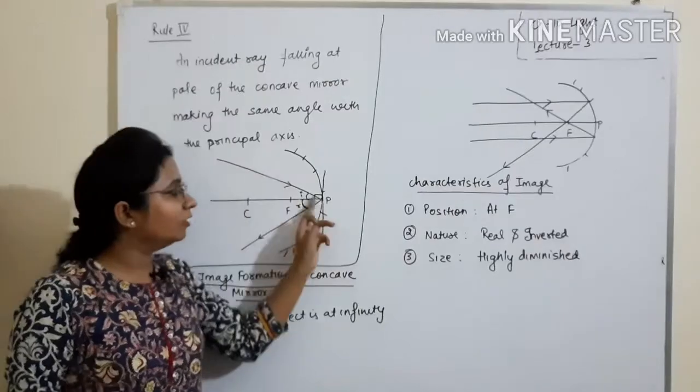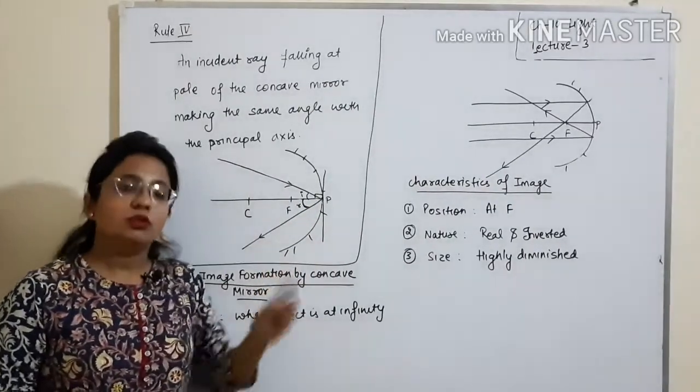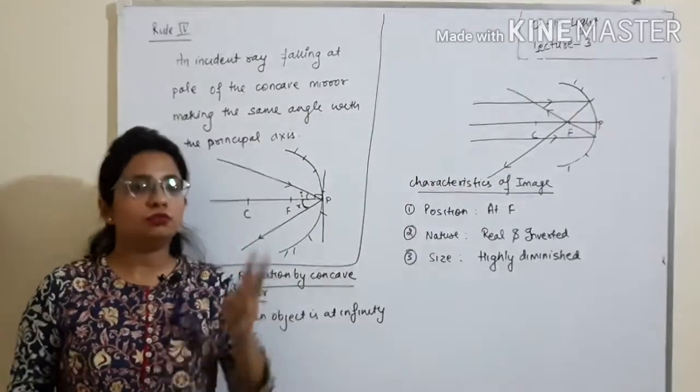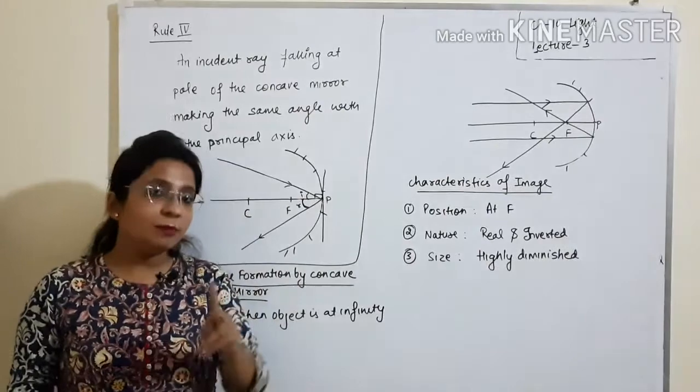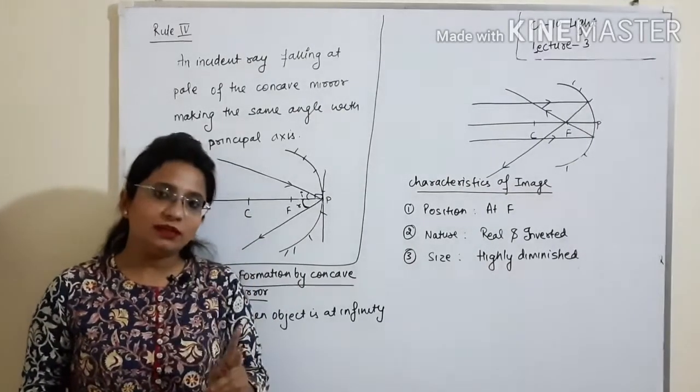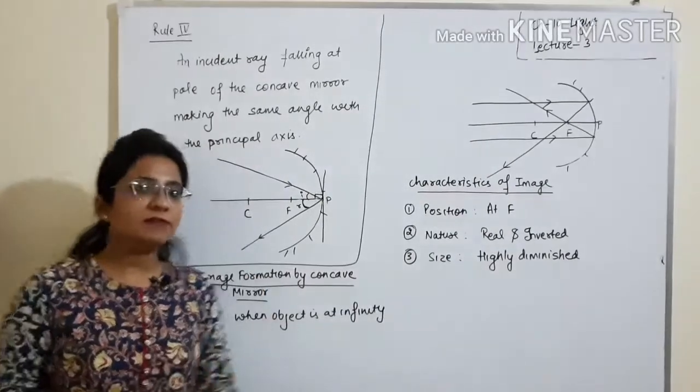वी कैन पास इट थ्रू पोल, वी कैन पास इट थ्रू सेंटर ऑफ कर्वेचर. तो उन तीनों में से कोई भी हम दूसरी रे ले सकते हैं टू मेक आर रे डायग्राम. एंड जहाँ पर 2 रिफ्लेक्टेड रेज मीट करती हैं वहाँ पर इमेज फॉर्म होती है. सो लेट्स टेक द फर्स्ट केस.